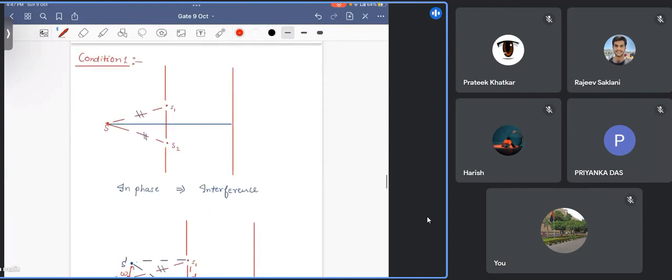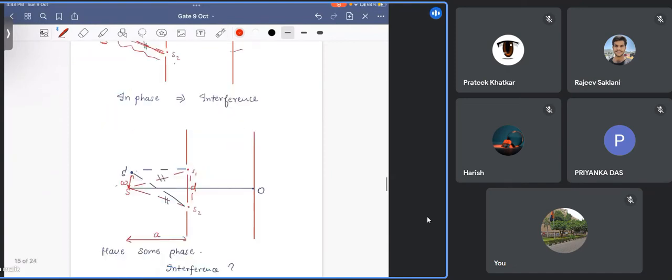So basically, if you have a source here, and S1 and S2 are at equal distance, such that this distance and this distance are equal, that means the waves coming from the source are in phase for both S1 and S2. There is a wave coming here, there is a wave coming here. They are in phase. So you are always going to see an interference pattern in this case.